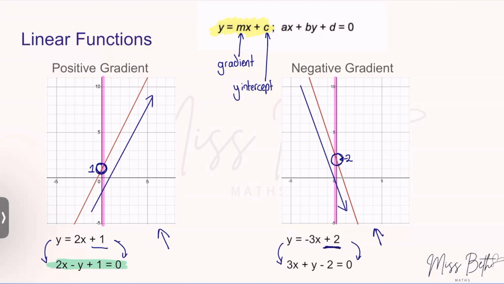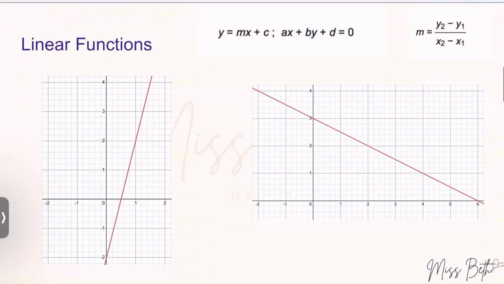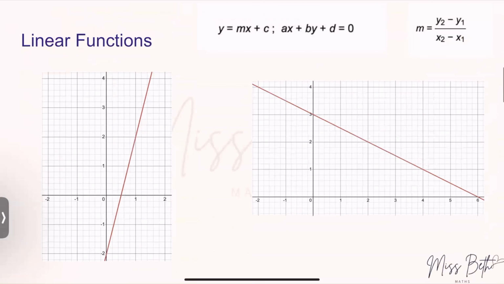Okay, so what we're going to do now is just practice finding the equation of a line when we are given the graph of it. Okay, so we're going to start with this one on the left-hand side. Okay, so I want to be left with an equation that looks like this. So y equals mx plus c.